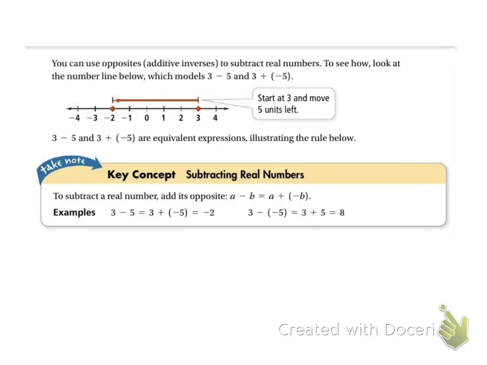Okay, you can use opposites to subtract real numbers. So 3 minus 5 is the same thing as 3 plus negative 5. So that's what our subtracting real numbers concept says. A minus B is equal to A plus negative B. So 2 minus 1 is the same thing as 2 plus negative 1.